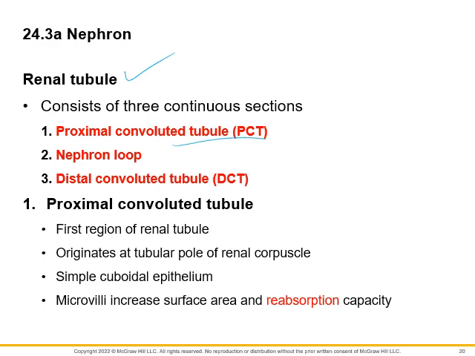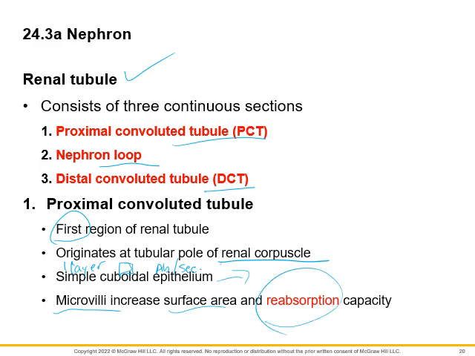In the tube system, there's the proximal convoluted tubule, the nephron loop, and the distal convoluted tubule. The proximal is the first region. It comes right off of the renal corpuscle. It's made up of simple cuboidal epithelium. Hopefully we can go back to our histology. So one layer, cube-shaped cells. If it's epithelium and it's one layer, it's probably going to have something to do with absorption and secretion. You're going to see microvilli. They're going to increase the surface area, lots of surfaces to absorb or secrete something, and we're going to see a lot of reabsorption in this first proximal convoluted tubule.